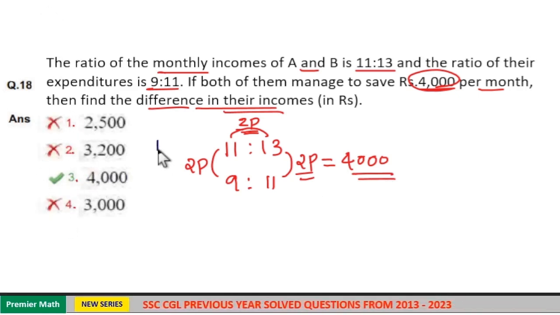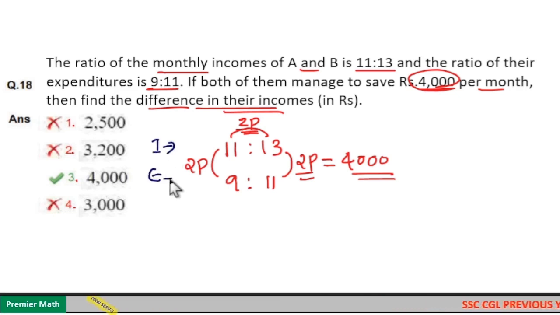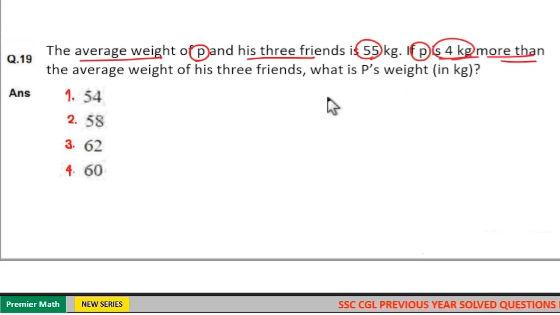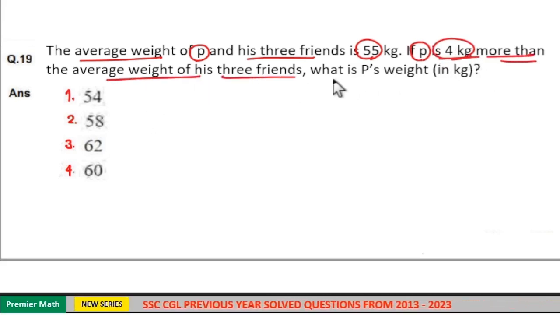This is income and this is expenditure ratio, and 2 parts is equal to 4,000 as well. Average weight of P and his 3 friends is 55 kg. If P is 4 kg more than the average weight of his 3 friends, what is P's weight?